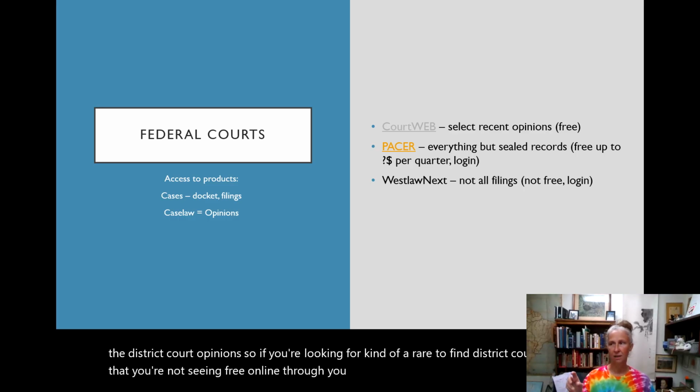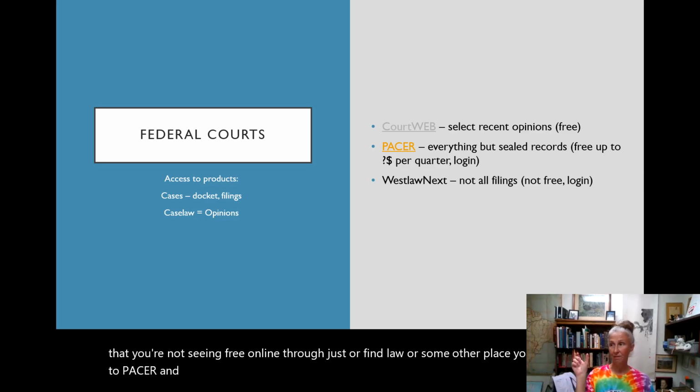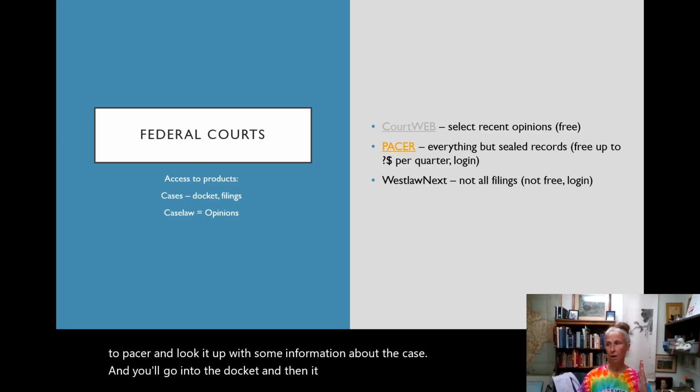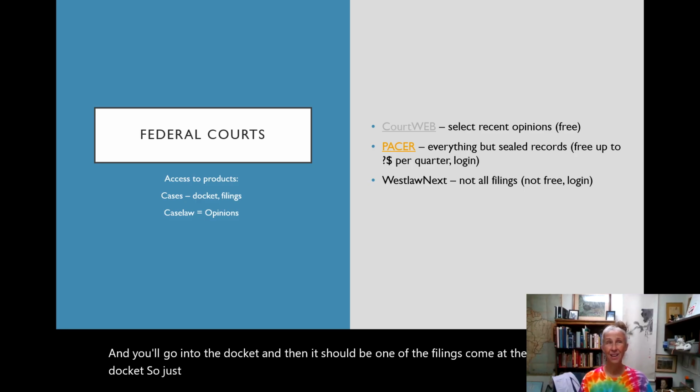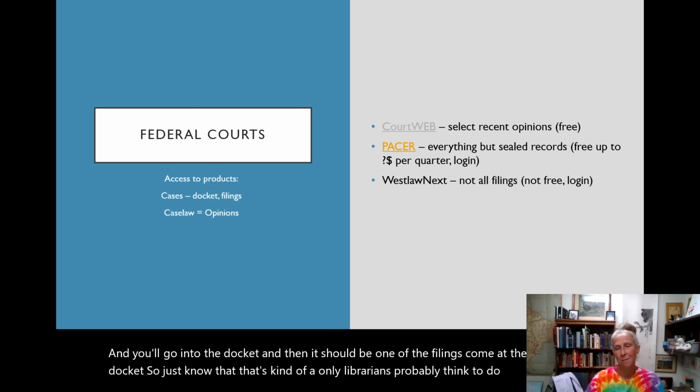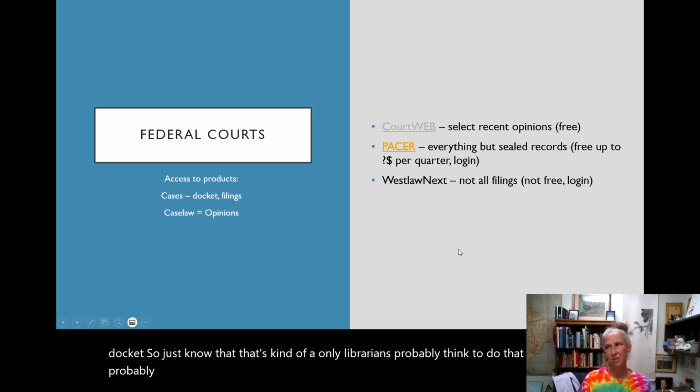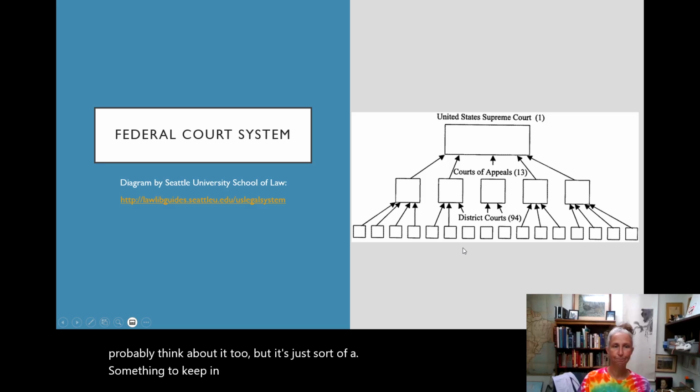Justia or FindLaw or some other place, you can go on to Pacer and look it up with some information about the case. And you'll go into the docket, and then it should be one of the filings at the end of the docket. So just know that only law librarians probably think to do that. Attorneys probably think about it too, but it's just sort of something to keep in your pocket.